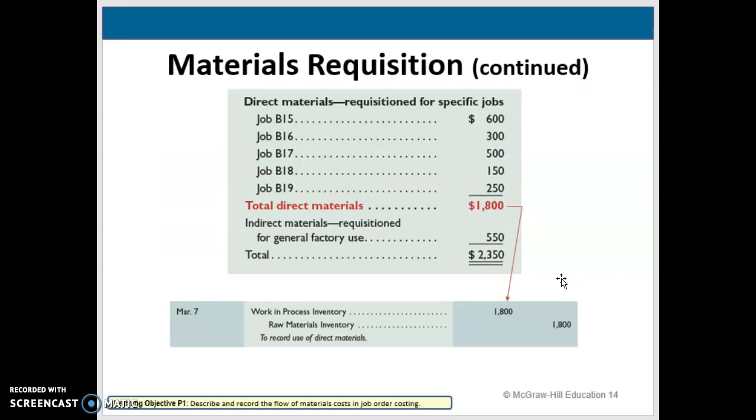If we're looking at the direct materials that were requisitioned for these different 5 jobs that we saw before, we had jobs B15 through B19. We had a total direct materials of 1,800. And then what we're going to see is that we're moving it out of raw materials inventory and into work in process inventory because we're starting that materials into the process of making that finished good. So we have to move it out of raw materials bin into work in process once we start that. So that's what we're going to be looking at.